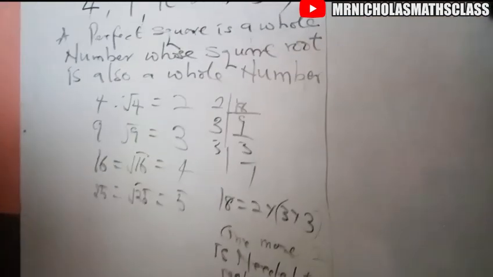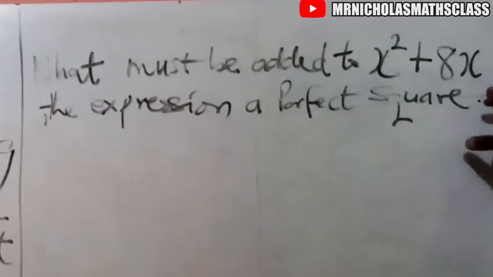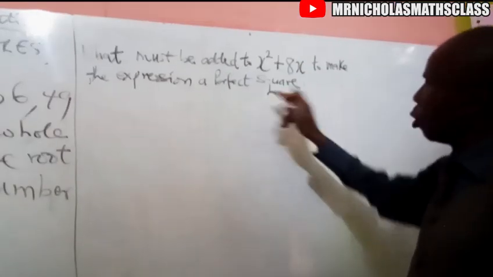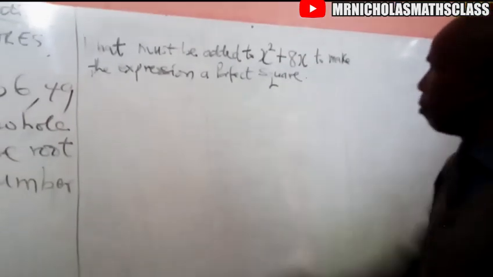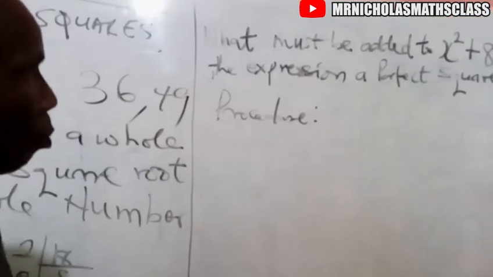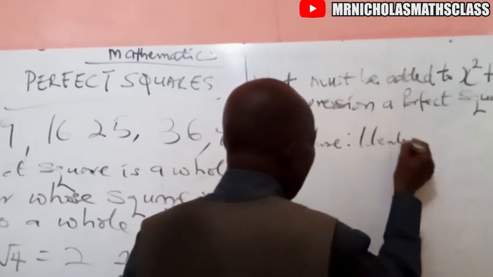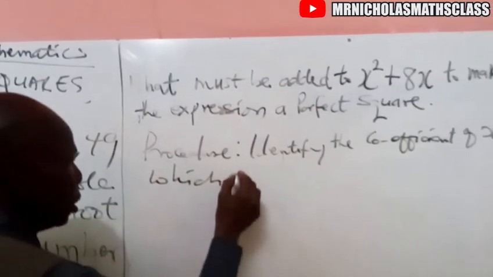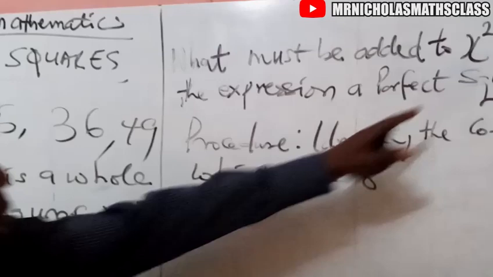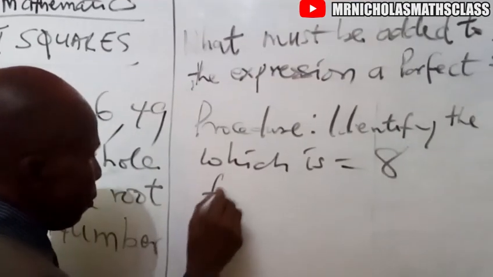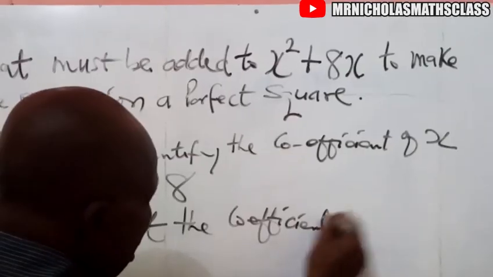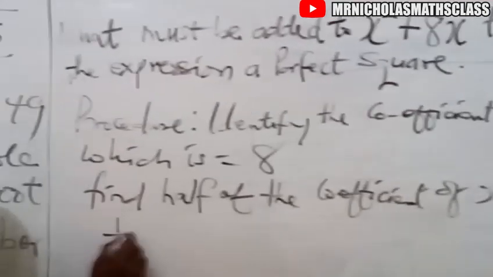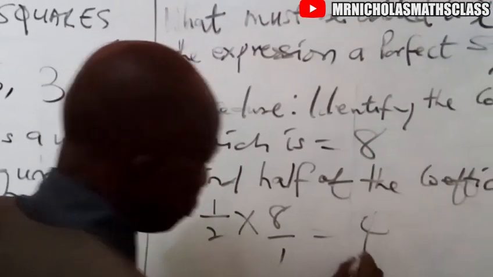But for today, we are looking at quadratic expressions. What must be added to s squared plus 8s to make the expression a perfect square? What is the procedure? Identify the coefficient of s, which is equal to 8. Then find half of the coefficient of s, that is half times 8. That will give us 4. Half of 8 is 4.